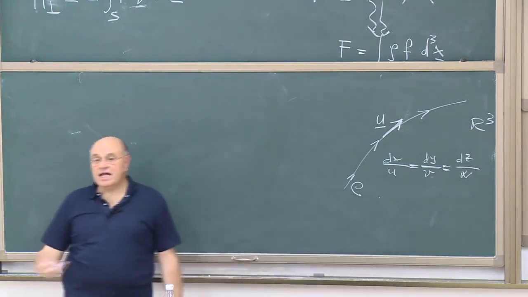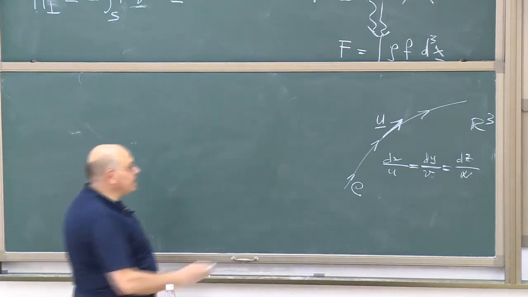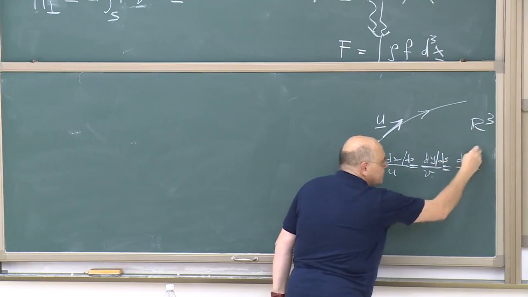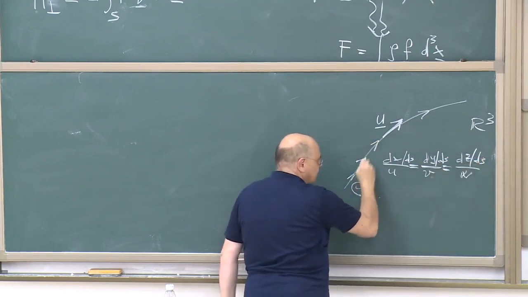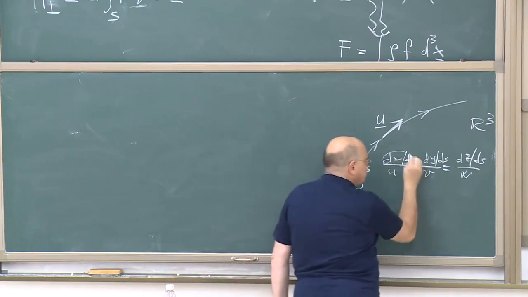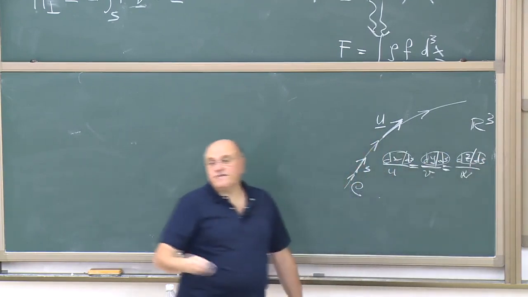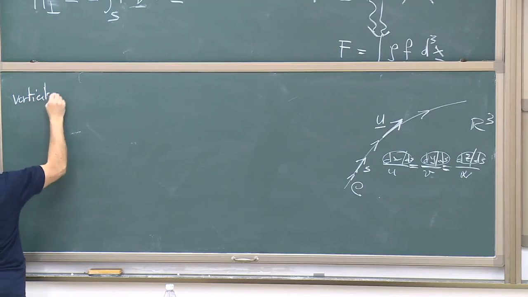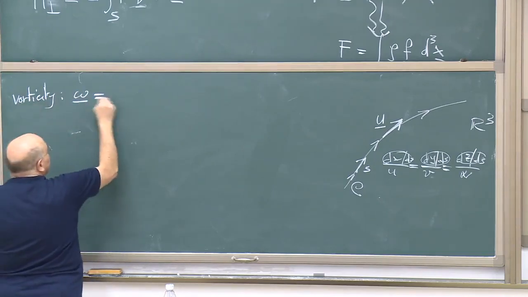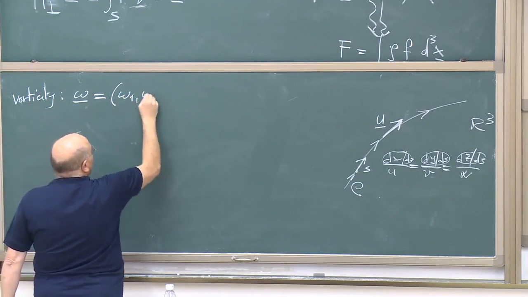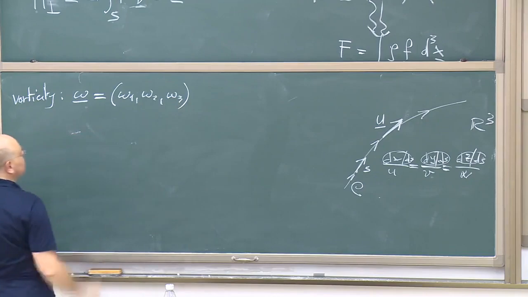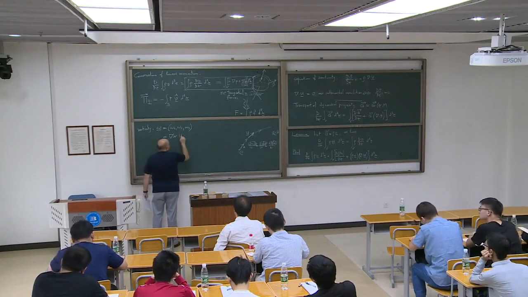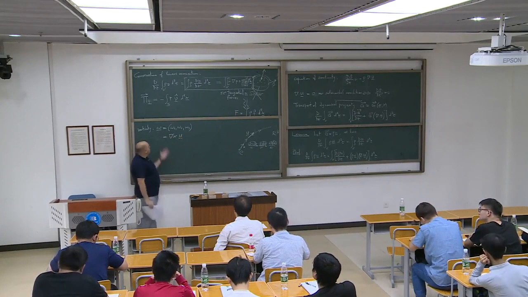I can do this for any field line. I identify the components of the tangent, dx/ds, dy/ds, dz/ds, etc. S is just arc length here. I just identify the components of the tangent with the components of the field. So if I introduce a new field, vorticity, I do the same. Vorticity is just omega, and I think of omega 1, omega 2, omega 3, the three components, and then I define this field as the curl of U. The curl of U.